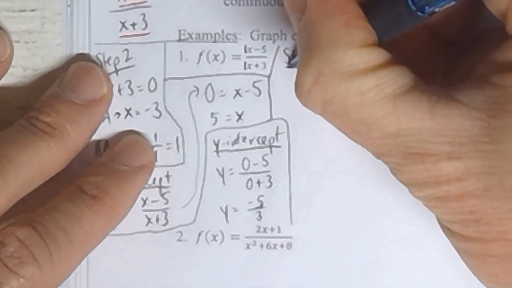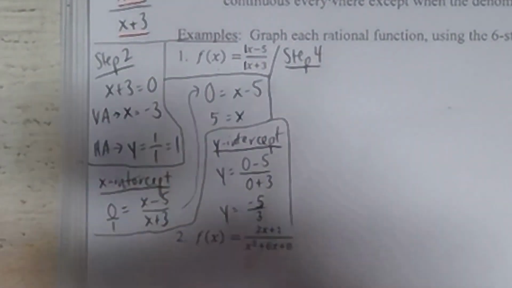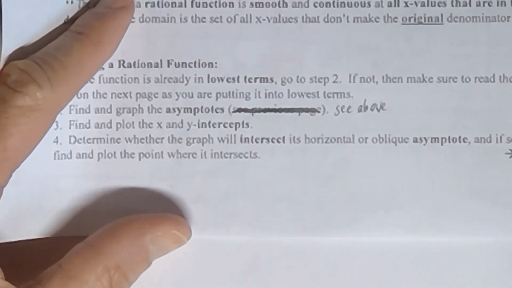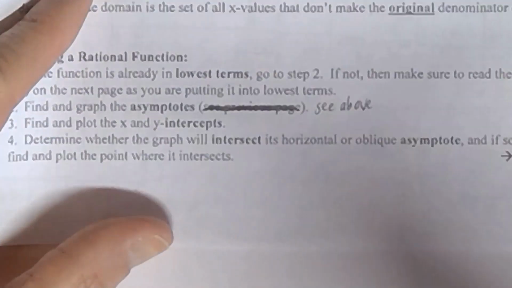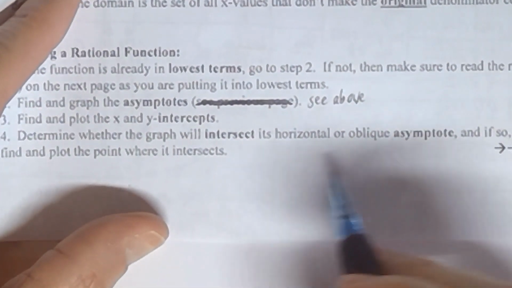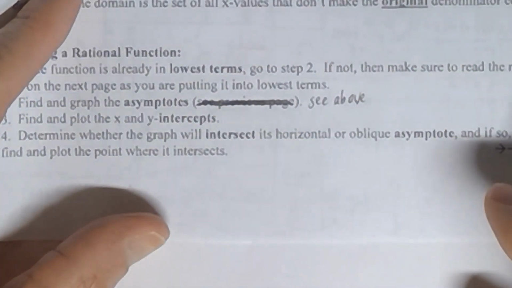Okay, it says, and let me just stop for just a moment before I introduce. Actually, I'll say this while I'm looking at the directions here. It says determine where the graph will intersect the horizontal or oblique asymptote. In this problem, it's horizontal. Okay, like I said, remember it's one or the other.